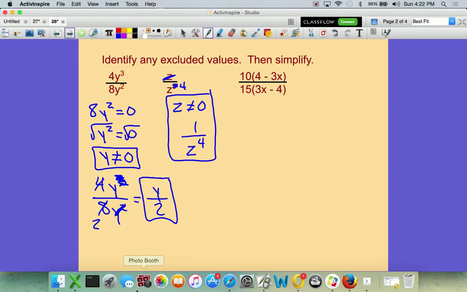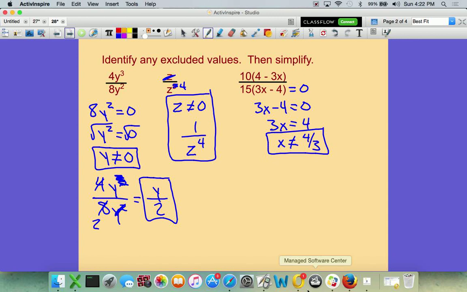For our next one, this one's a little bit more complicated. Set the bottom equal to 0. We have to divide by 15. So 3x minus 4 equals 0. Add 4, divide by 3. x cannot equal 4 thirds. From there, we need to simplify this down. Now the 10 and the 15 are going to simplify down to a 2 and a 3 because 5 goes into both of them.